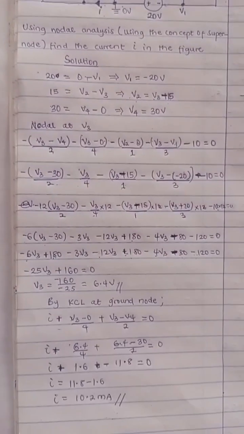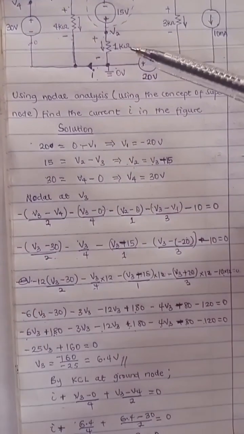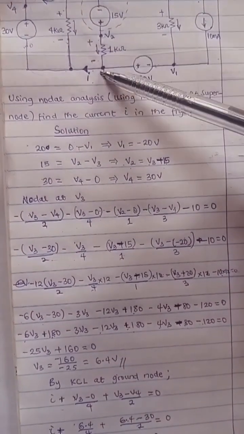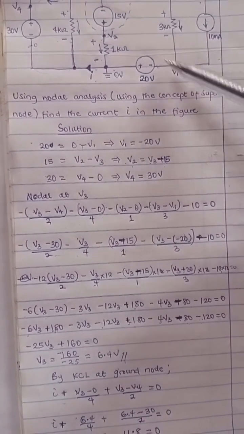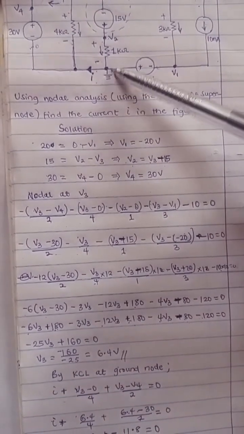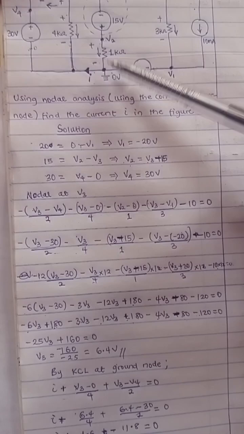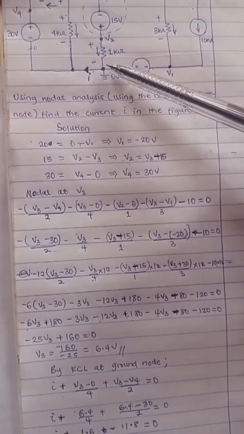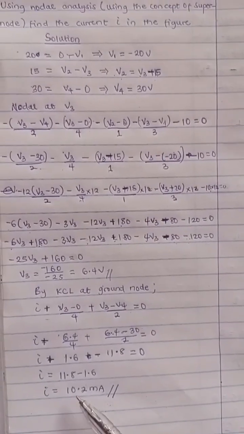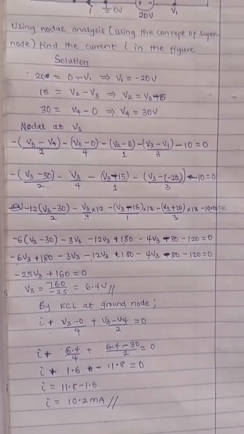So this is the solution to this question. You can as well find this value of the current by considering this current and these other two at this ground node. So that's another way. If you do that, I guarantee you are still going to get this same value, 10.2 milliamps.